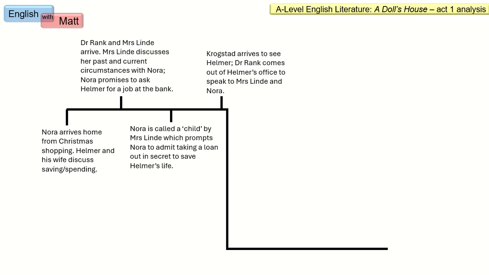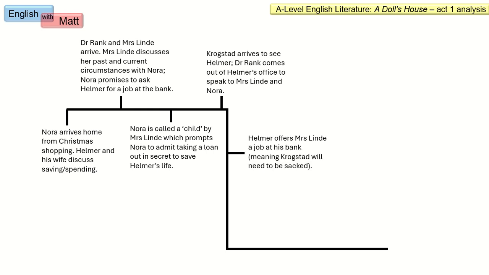At that moment, Krogstad, the antagonist of the play, arrives to see Helmer, and Nora is a little bit suspicious of him because obviously it was he that she took the loan from. And at that moment, Dr. Rank comes out of the office and into the main room, and they have a conversation between Mrs. Linde and Nora, Dr. Rank being the family friend.